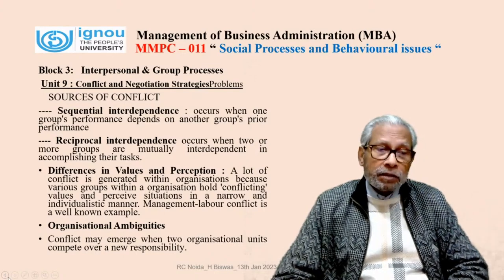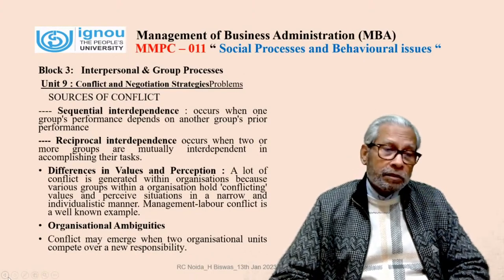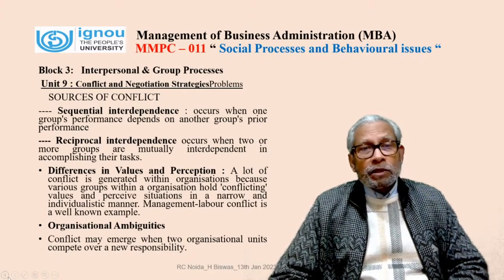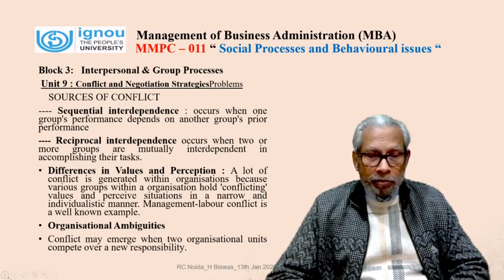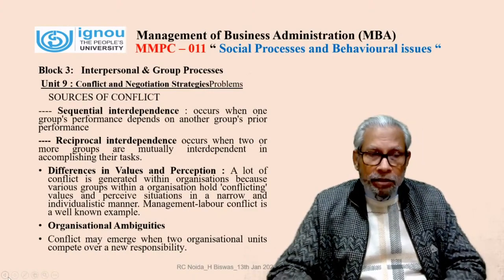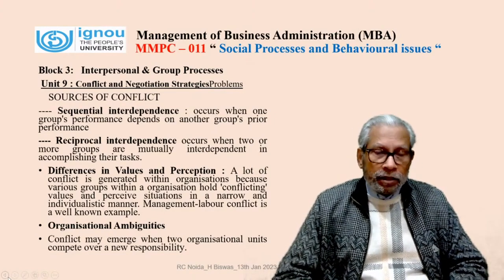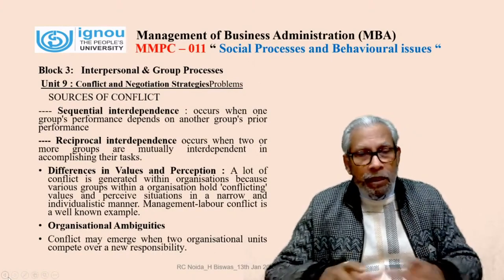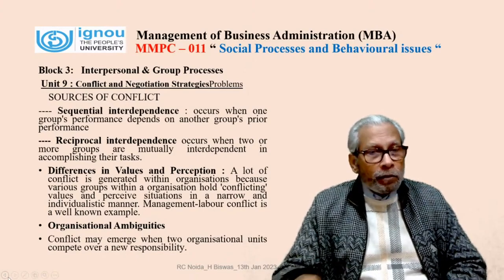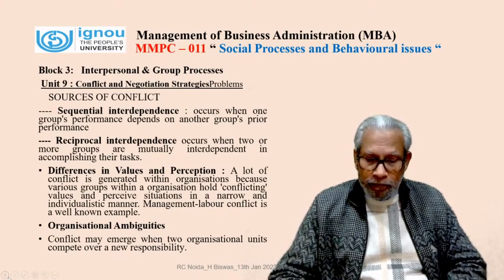Organizational ambiguities are another source; sometimes conflict may emerge when two organizational units compete over a new responsibility. So there are some ambiguities there. Maybe role wise, leadership wise, work wise, task wise, salary wise, or reward wise things are different. Maybe they are in the same organization, but the unit is different. There are two locations, two units, but their treatment and responsibilities are a little different. So pay packages may also be different. That's why the conflict will sometimes start.